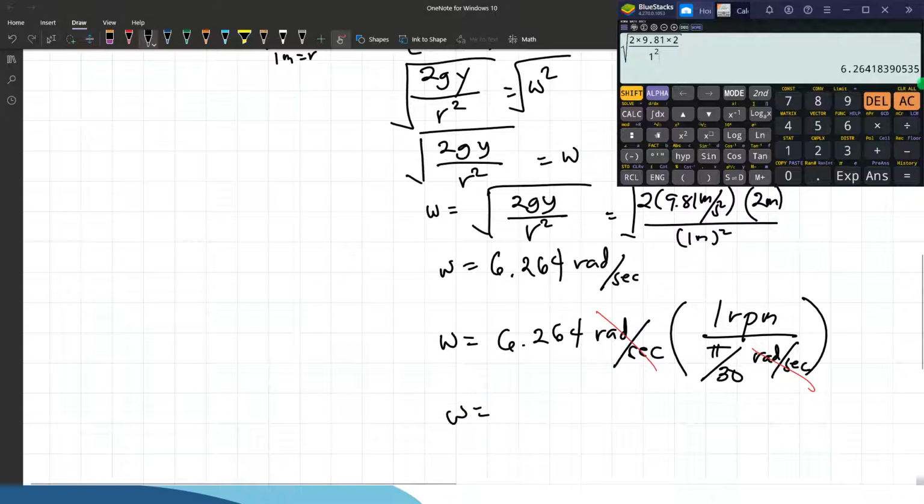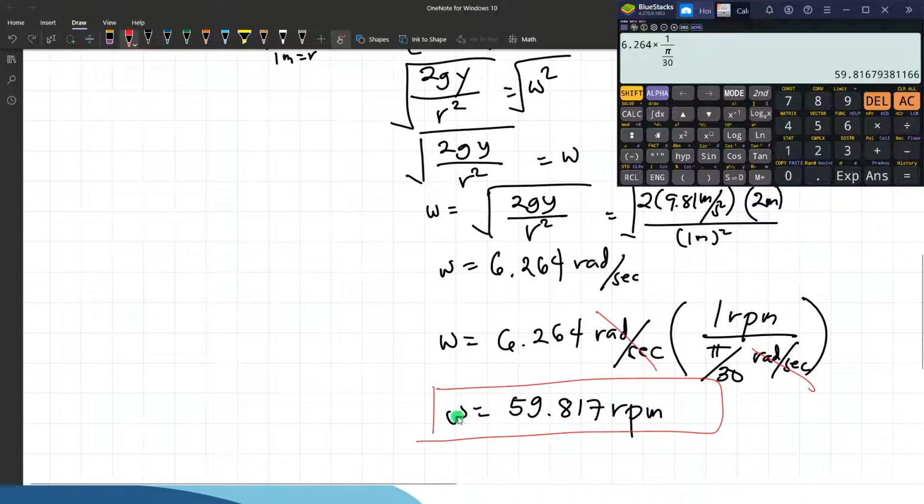W is equal to 6.264 multiplied by 1 over pi over 30. That's 59.817 revolutions per minute. Okay, that's your W.